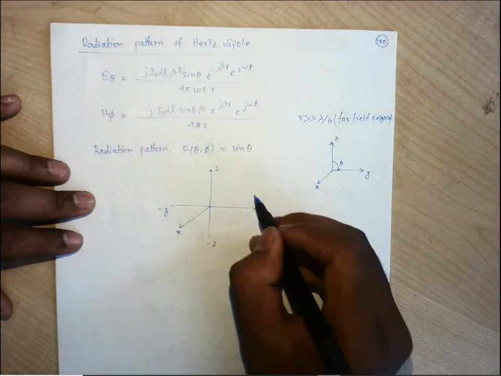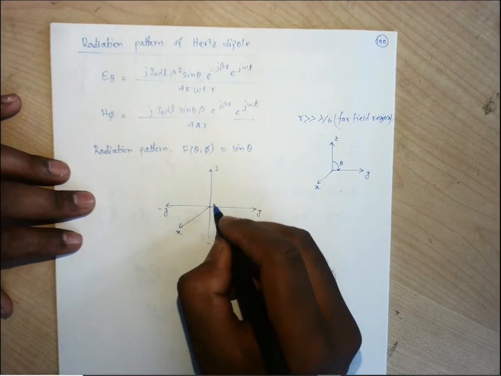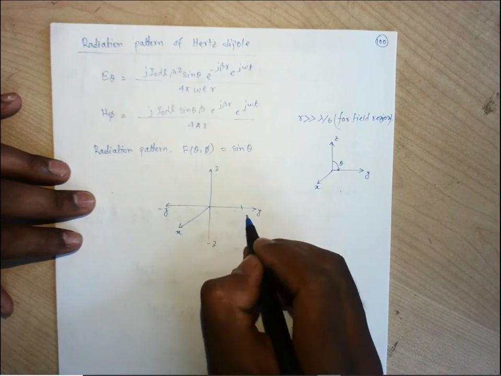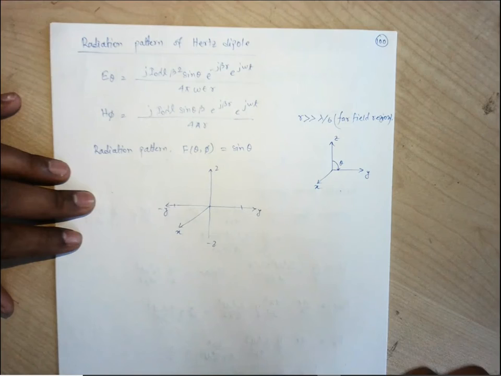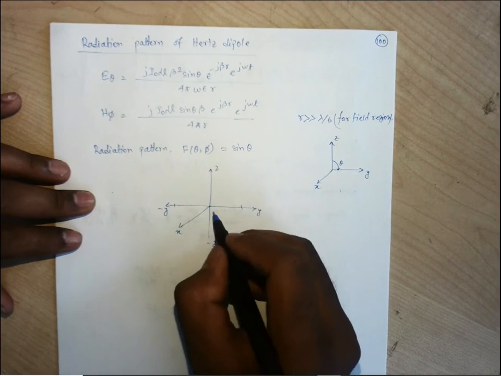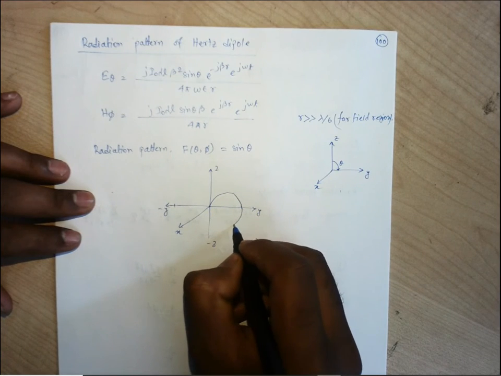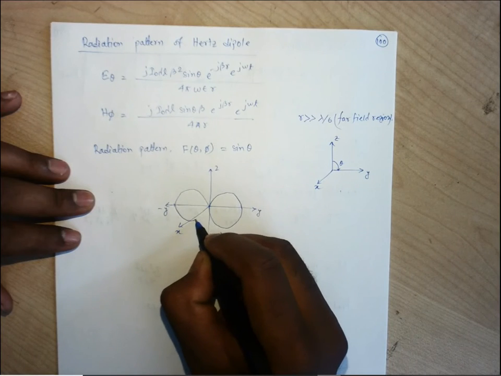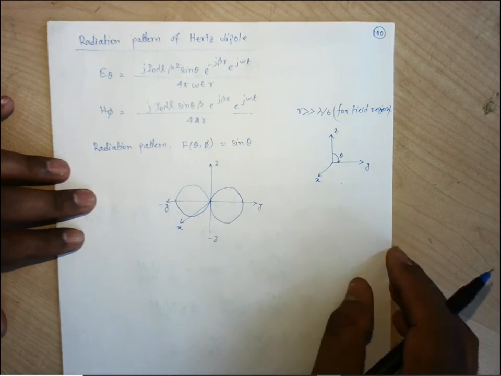So we have the maximum along y, either plus y or minus y. So we can write like this, maximum here, and it will have minimum. Minimum means 0 along the axis, so here in the center itself. So it will look like this, an 8 shape, like the shape of an 8.